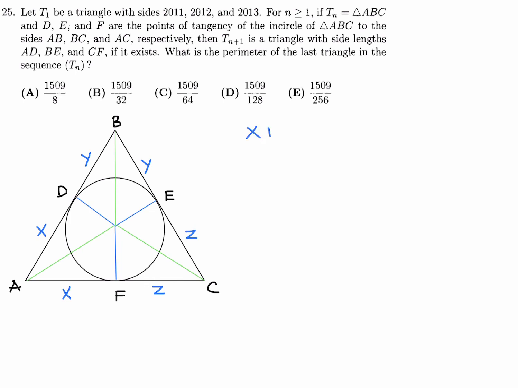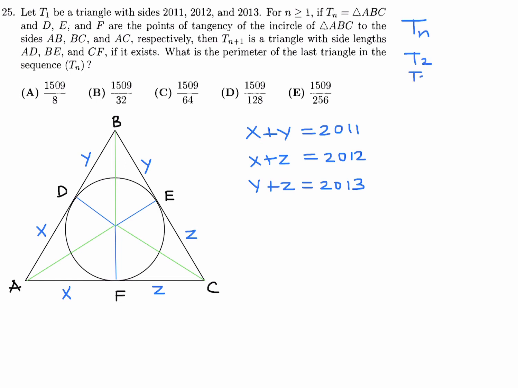So we got a few equations here. The first is x plus y in my first triangle is 2011. And then x plus z in my first triangle is 2012. And y plus z is 2013. Now we want a general formula for what x, y, and z will be for each Tn. What will it be for, well, T1 we know, but what will it be for, say, Tn?